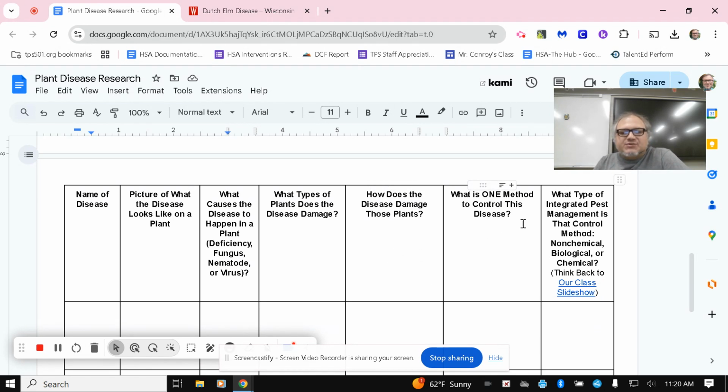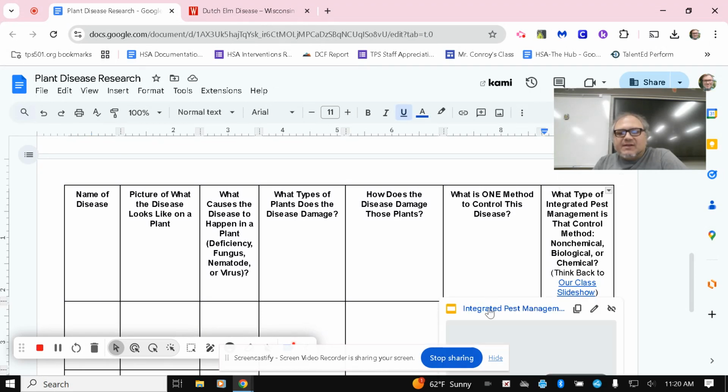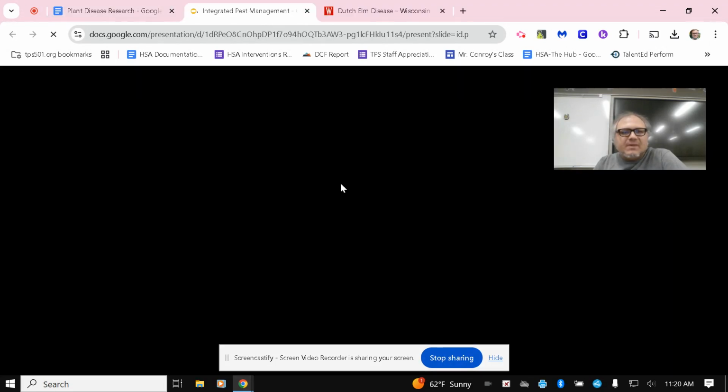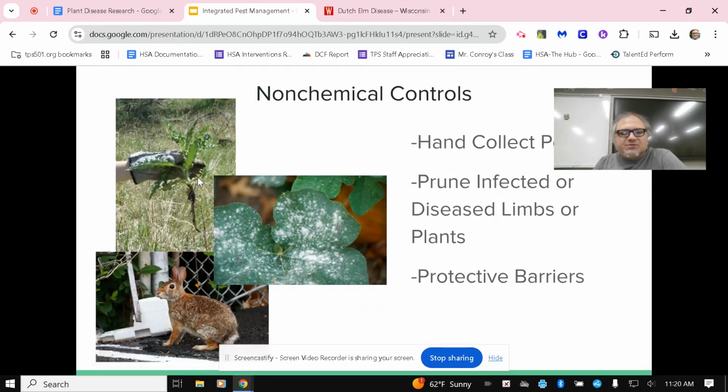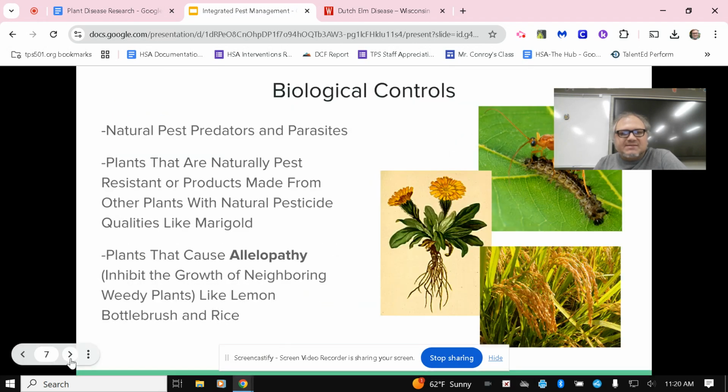What is one method to control this disease? So again, look up a method to try and get rid of that particular disease. And again, what type of integrated pest management is that control method? Non-chemical, biological, or chemical? And again, I included a link to that slideshow, but just as a quick refresher, when we talk about non-chemical controls, this would be things like hand pulling out a certain weed, or pruning parts that are diseased. That is something that comes up sometimes whenever we're talking about plant diseases.